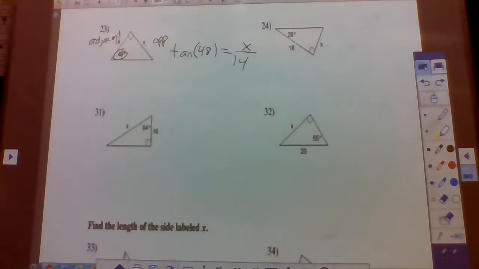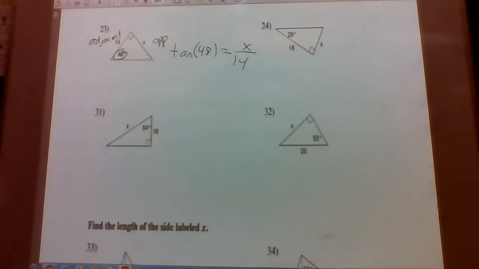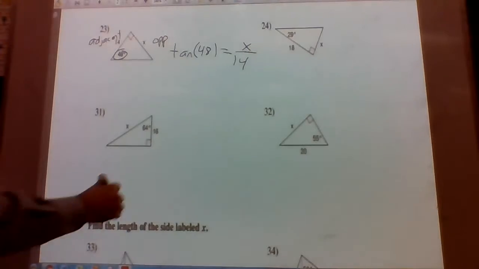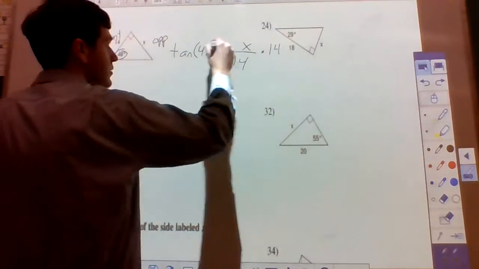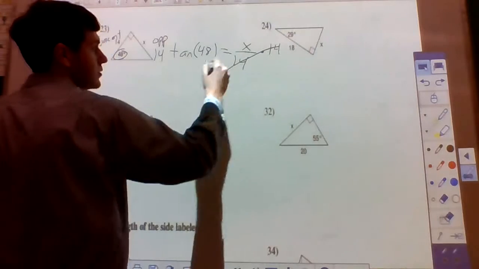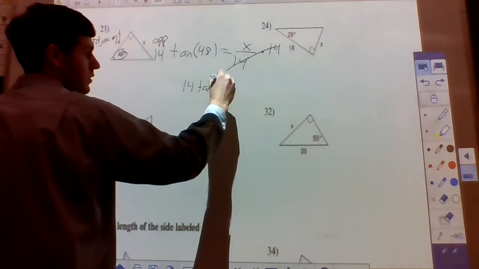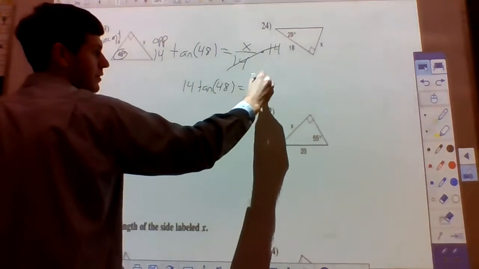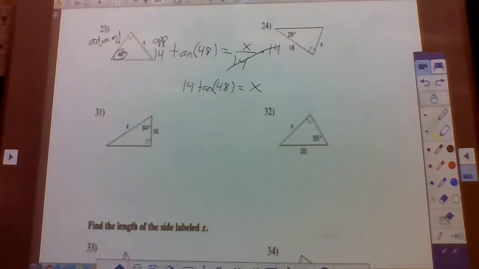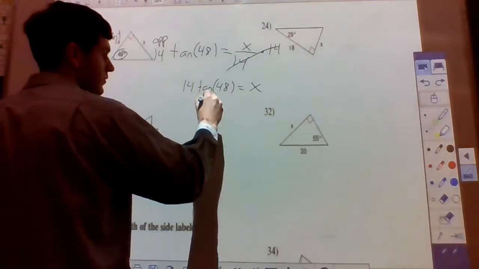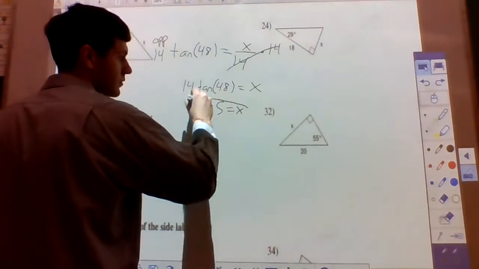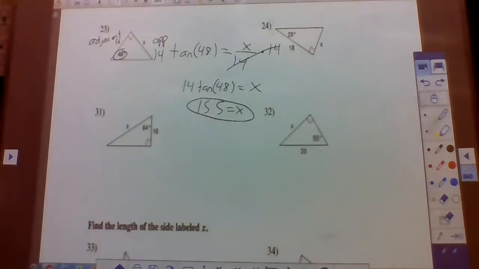So 14 times the tangent of 48. Okay, so we get 14 times the tangent of 48 equals x. Okay, 14 times tangent 48 is 15.5. 15.5 equals x. Okay, next one.